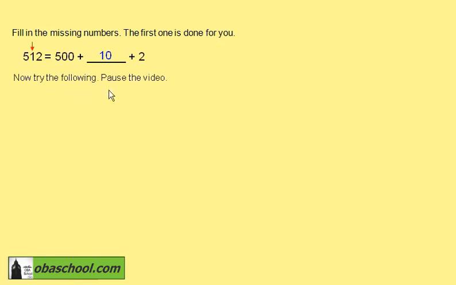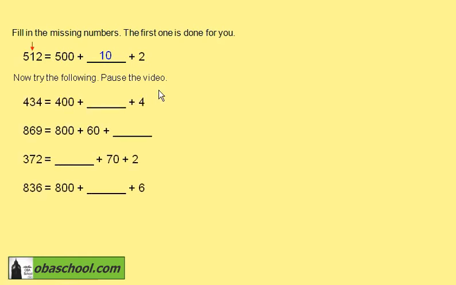Now try the following. Pause the video while you do them, and then I'll go through the answers when you restart. For 434, the missing one is the middle, the 3. So that's going to represent 30. Here, it's the last one we've missed out, the 9, which is 9 ones, or just 9.